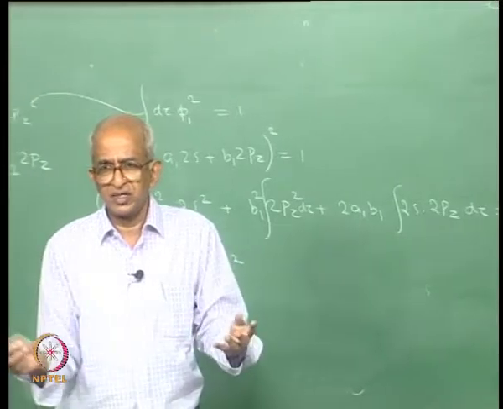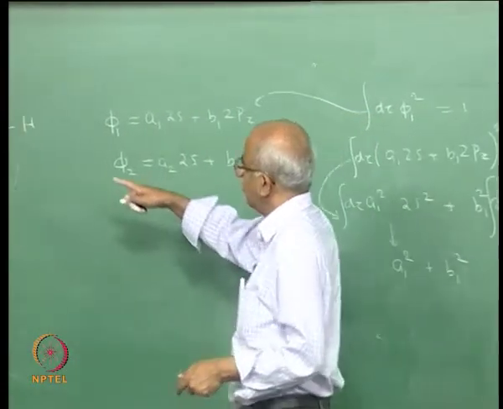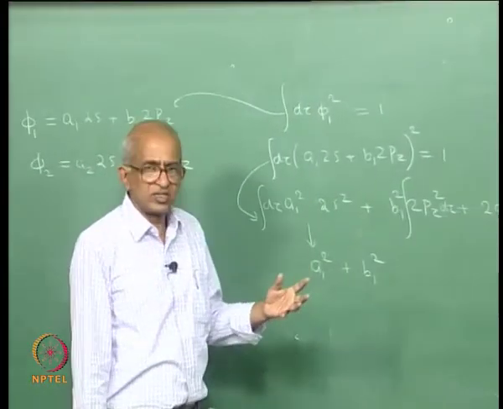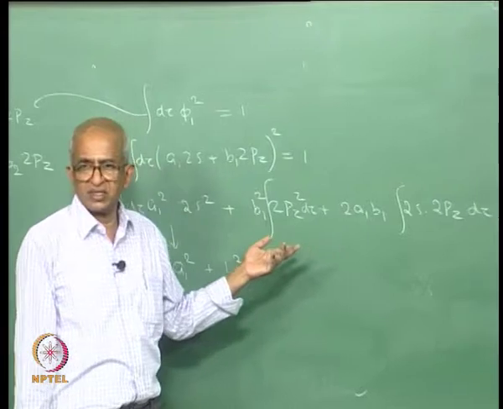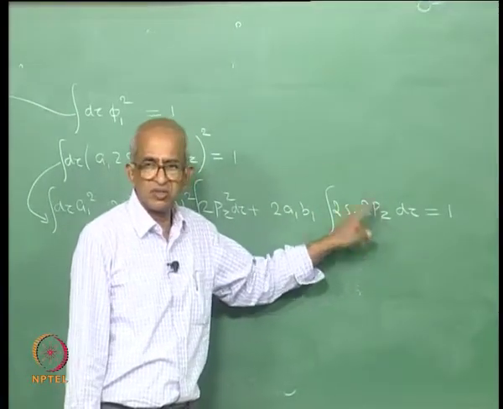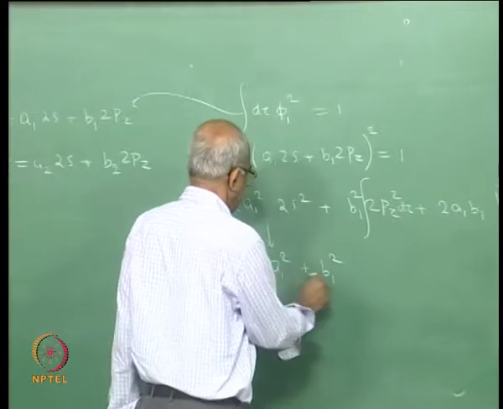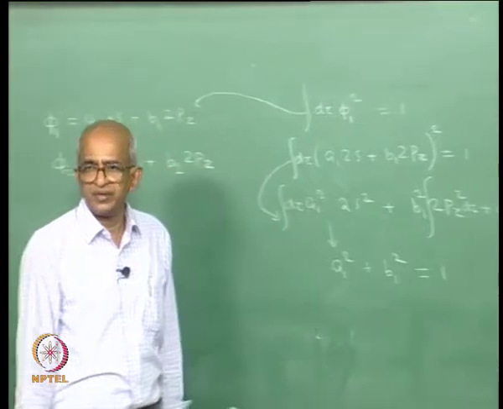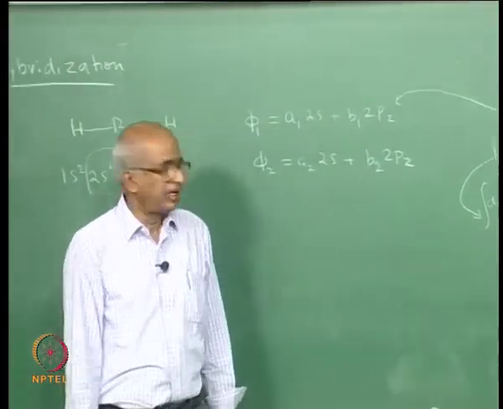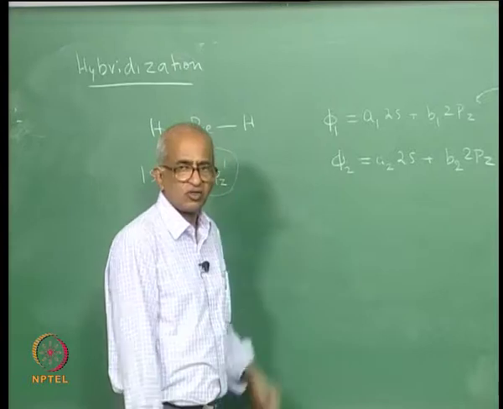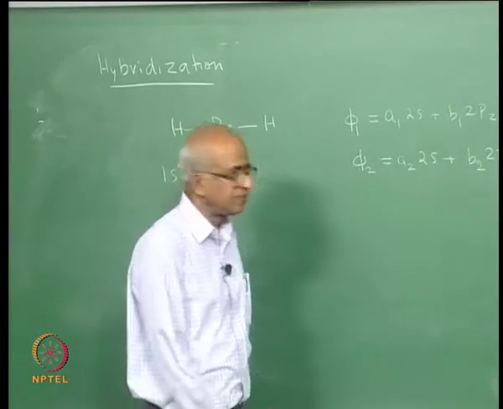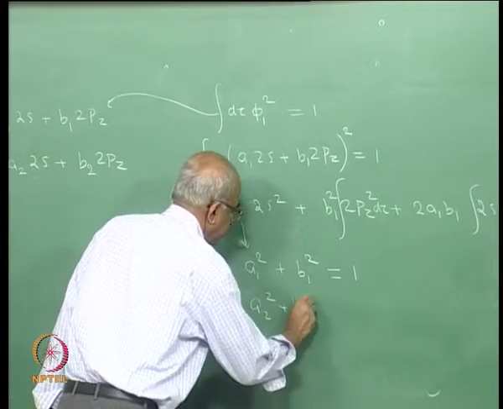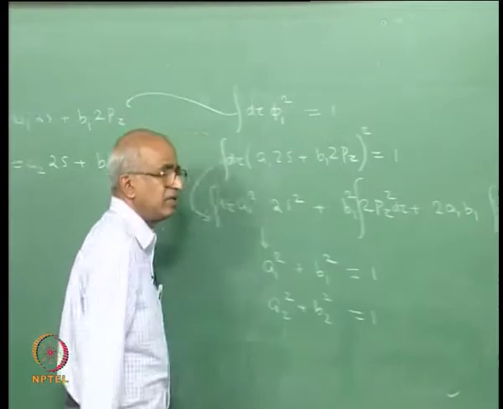They are not on different atoms, because I am thinking of atomic orbitals on beryllium. They are on the same atom. So, atomic orbitals belonging to the same atom are orthogonal to one another, and therefore this integral is going to be equal to 0. And therefore, what is the result that I get? A1 square plus B1 square must be equal to 1, fine. And if you impose the condition that phi 2 is normalized, you get the result that A2 square plus B2 square must be equal to 1, fine.